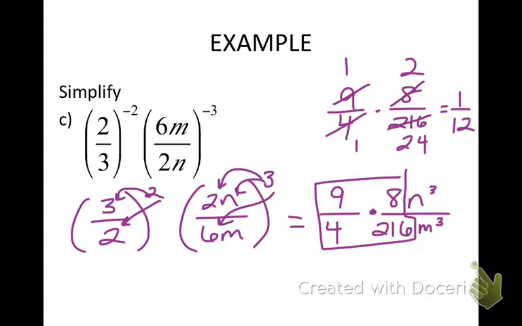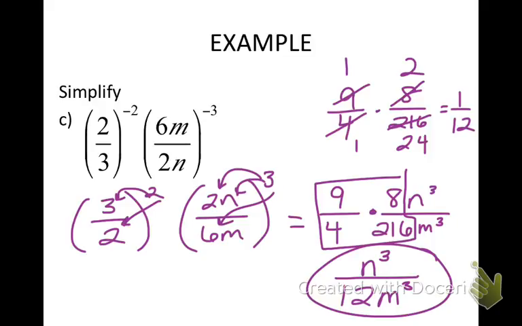What's in the numerator? Just an n to the 3rd, over 12m to the 3rd. If you put the 1 there, it's not really incorrect. Oh, you divided it. Yeah. 2 over 24 would go to 1 over 12.